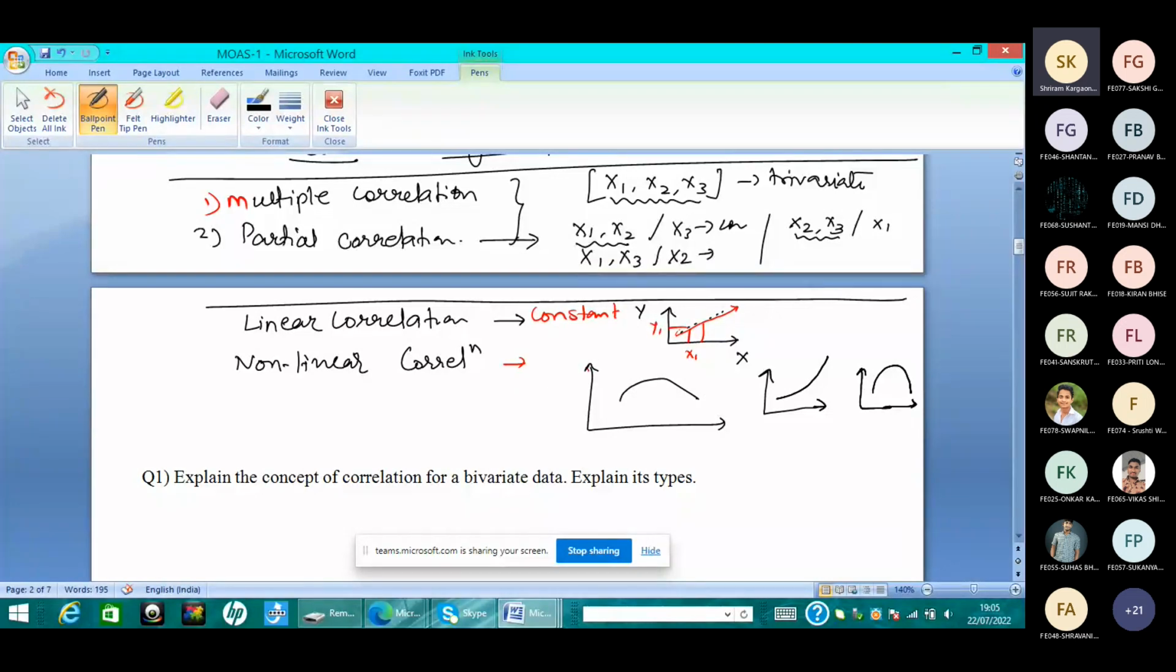When you plot the data along the xy axis and you are not getting a straight line after plotting, then you call it non-linear. Non means not linear but another form. I'll be explaining in detail in the units to come. I just wanted to give you an idea. Hope you understand these different correlations. If you understand positive correlation, negative correlation, zero correlation, multiple correlation, partial correlation, linear and non-linear correlation, then please give a thumbs up so we'll move ahead.